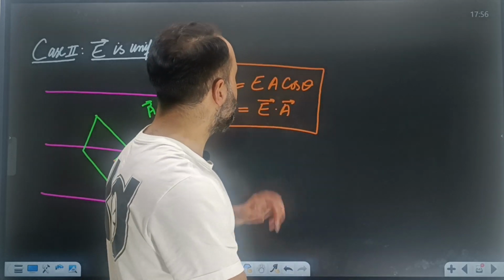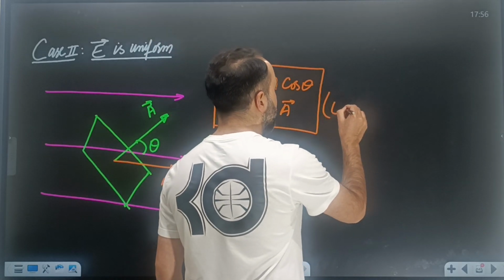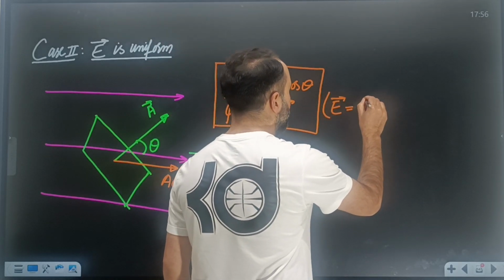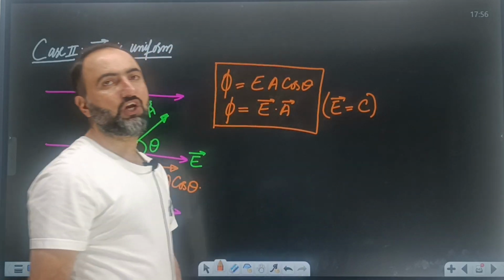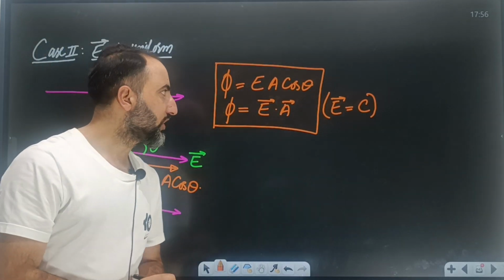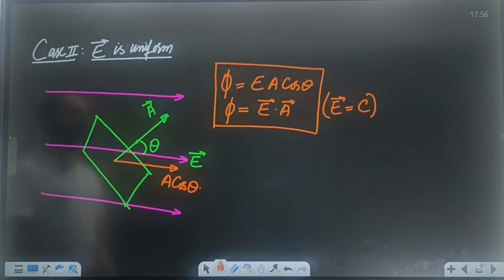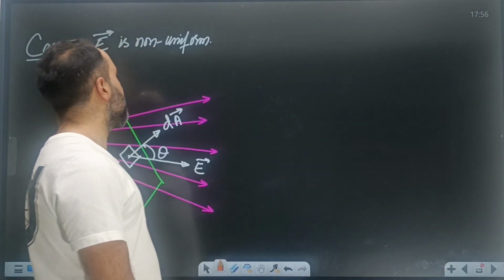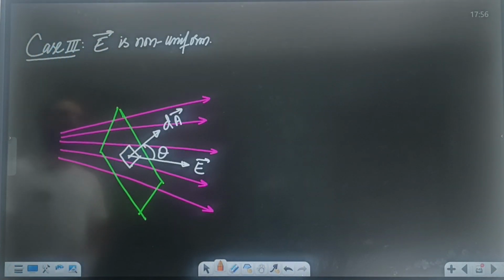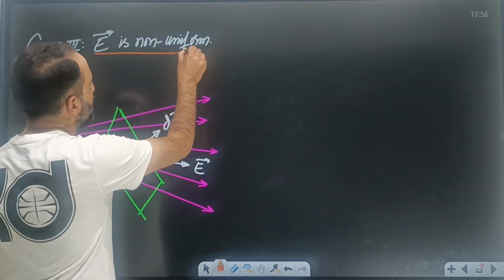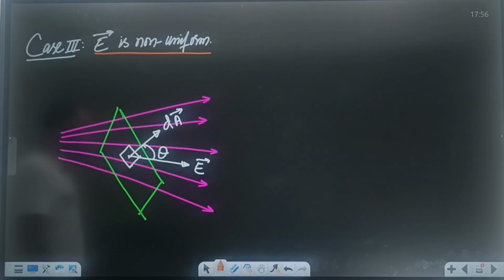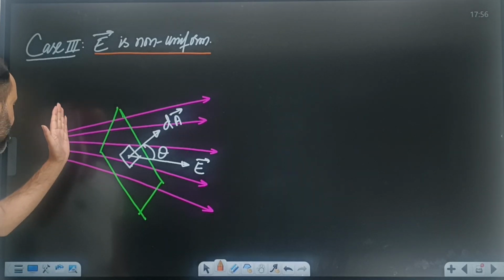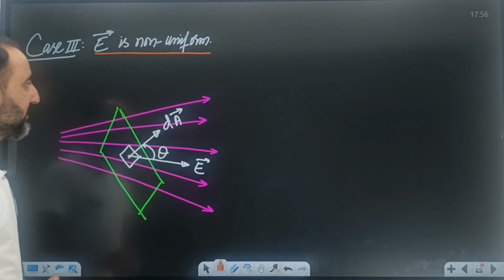But this equation is again true only if electric field is uniform, that is constant. Electric field should be uniform. Only then you can write down the dot product of the electric field and the area vector. This is another equation for you. Now equation number third is more generalized, that is, electric field is non-uniform. Now it's not necessary that the electric field is uniform like this. This is a non-uniform electric field. Here the electric field intensity is more, here the electric field intensity is less.